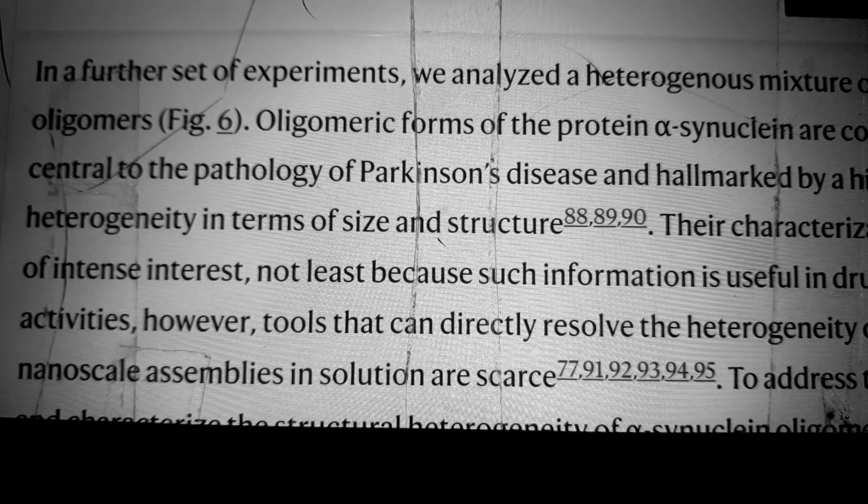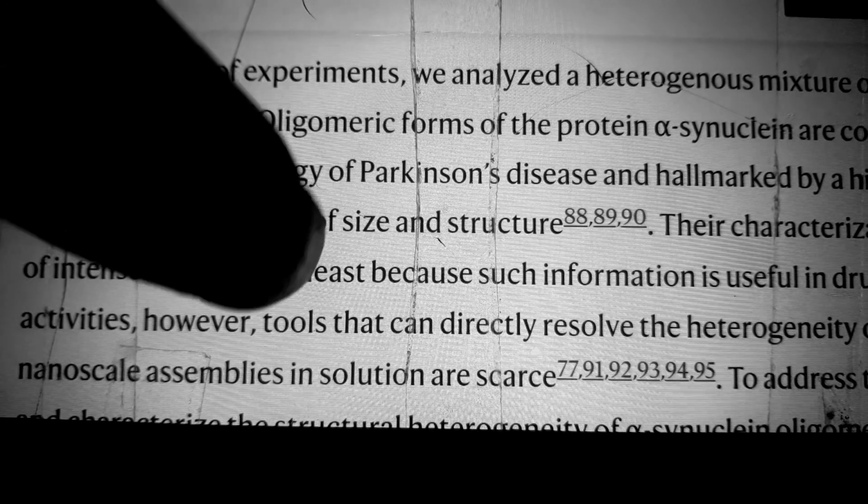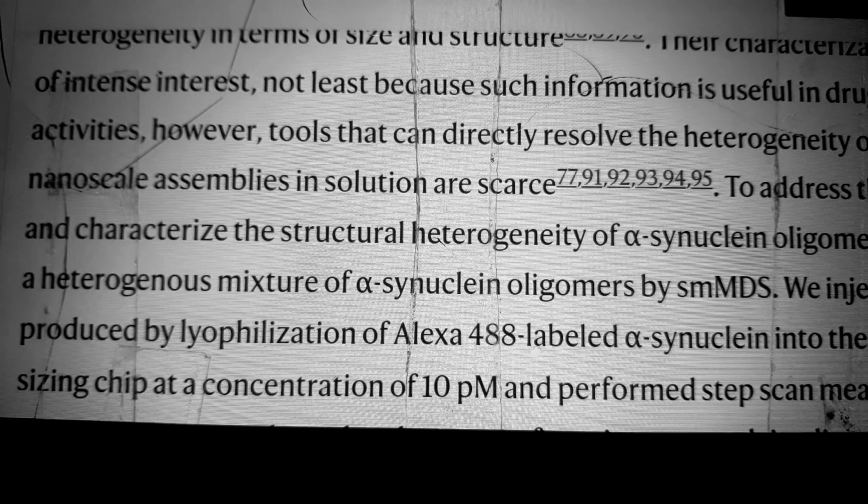In a further set of experiments, a heterogeneous mixture of alpha synuclein oligomers was analyzed. Oligomeric forms of the protein alpha synuclein are considered to be central to the pathology of Parkinson's disease and are hallmarked by a degree of heterogeneity in terms of size and structure. Their characterization is an area of intense interest, not least because such information is useful in drug development activities. However, tools that can directly resolve the heterogeneity of these nanoscale assemblies in solution are scarce.